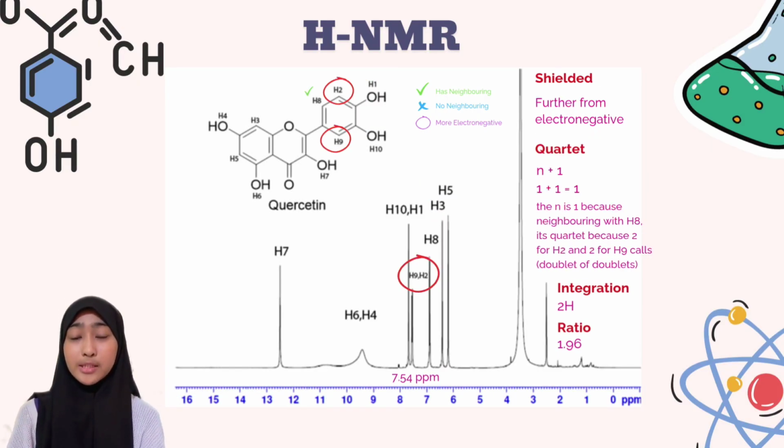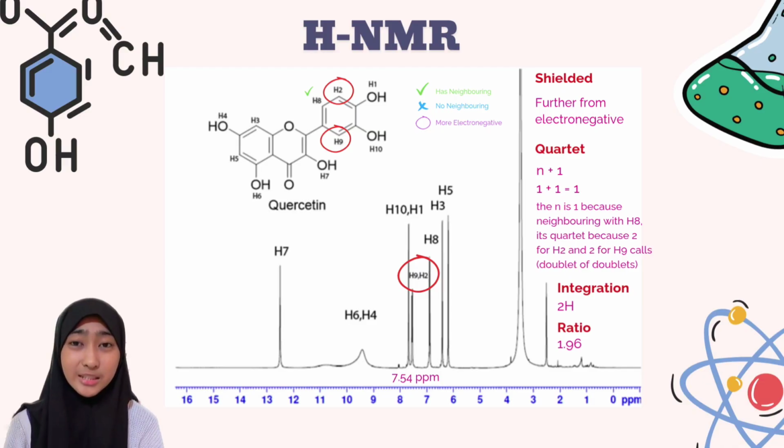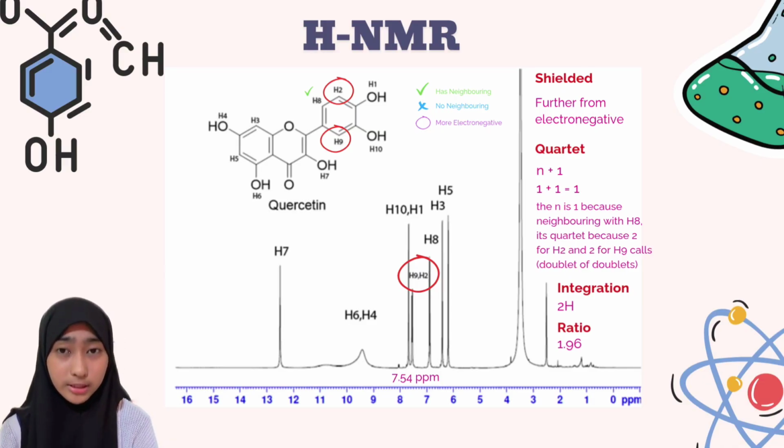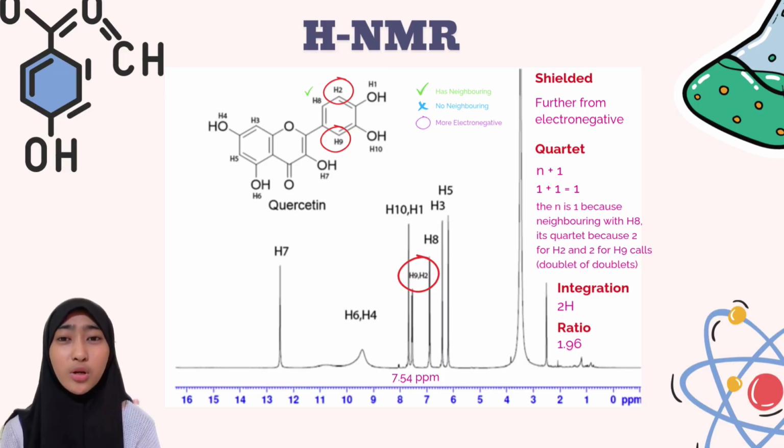The fourth peak appears at 7.54 ppm with an integration of approximately 2 protons and an integration ratio of 1.96. This peak is assigned to H9 and H2. These aromatic protons are relatively de-shielded because they are influenced by the aromatic ring current and nearby oxygen-containing groups, causing the signal to appear downfield. The signal is reported as a quartet in the spectrum. However, chemically it is more accurately described as a doublet of doublets or a complex multiplet.